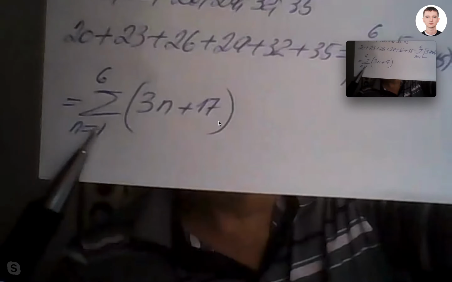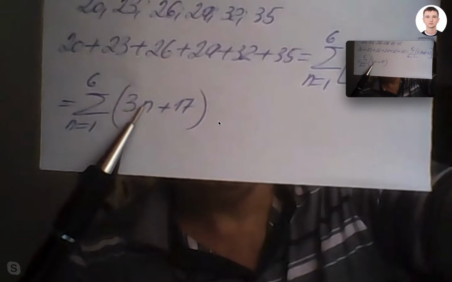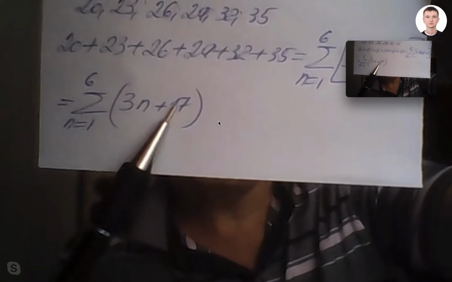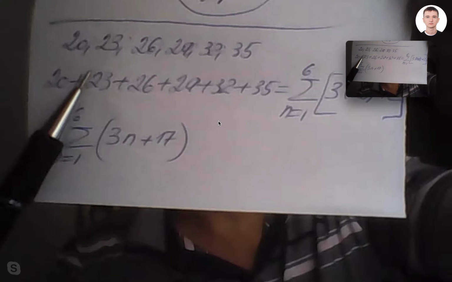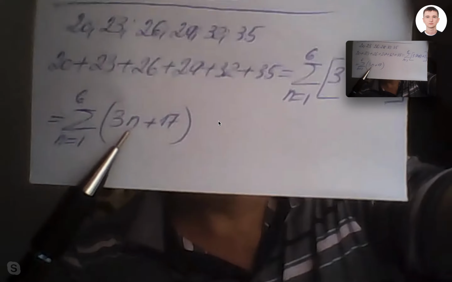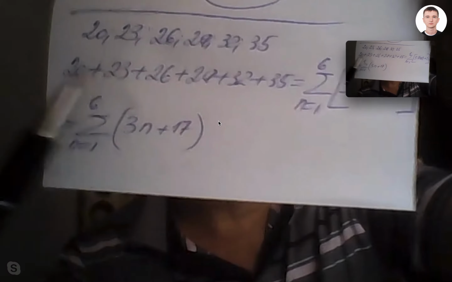You can check it. When you expand, you plug in 1: 3 times 1 plus 17 gives you 20, which is the first term. Then for the second term, plug in 2: 3 times 2 plus 17 gives you 23. So that's correct.